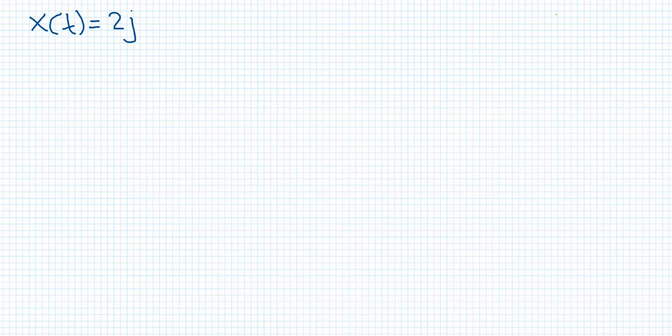Okay, my dear students, now let us start with the second question. The second question is x of t equal to 2j here. Now, as you can see, this signal involves an imaginary part here, which means this is a complex signal here, okay?